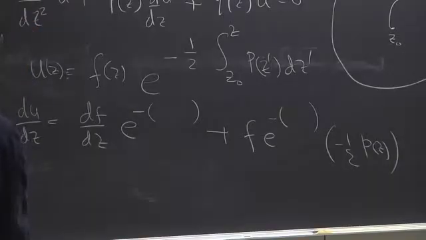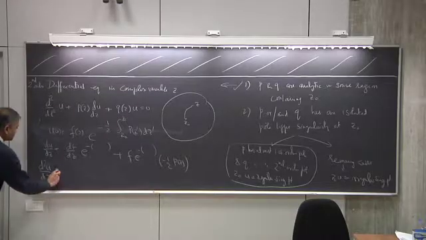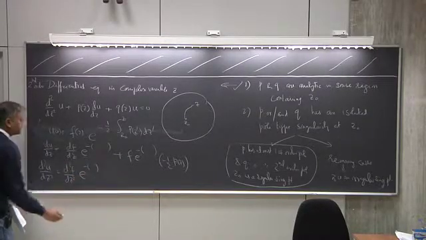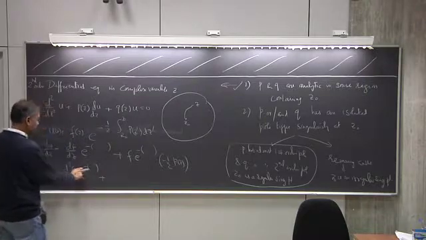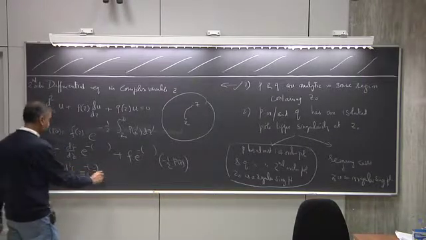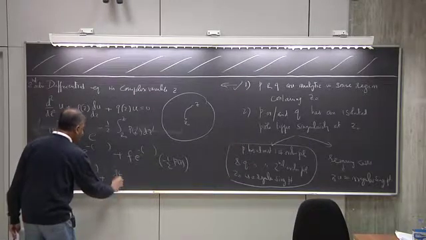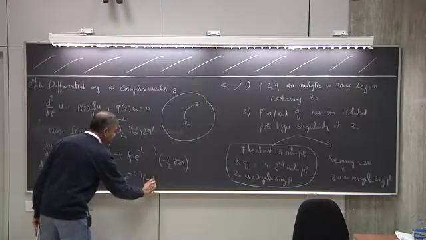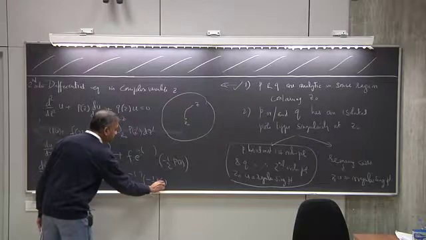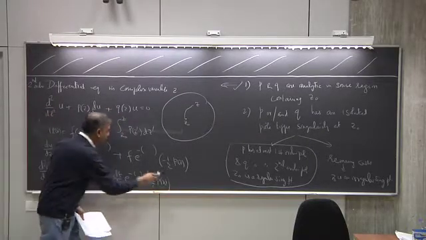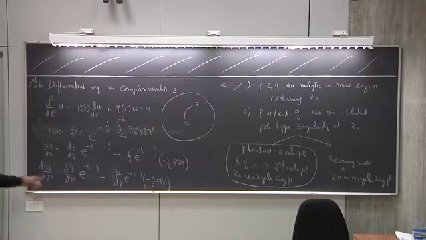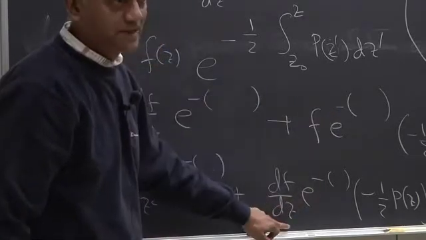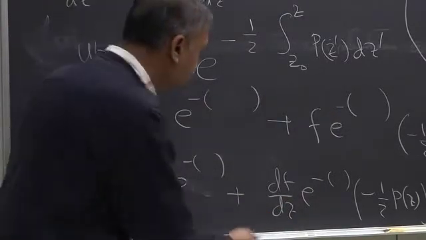We need also second derivatives. So d2u by dz2 will again give you d2f by dz2 times the exponential, plus a term when the derivative hits here. So that will give you df by dz times the exponential. And then the derivative acting there, which was already computed, gives minus half P(z). Okay? That's the derivative acting on the exponent here. Then there will be another term, the second term, where the derivative can hit here. That gives you the same term again. So it gives you a factor of 2.